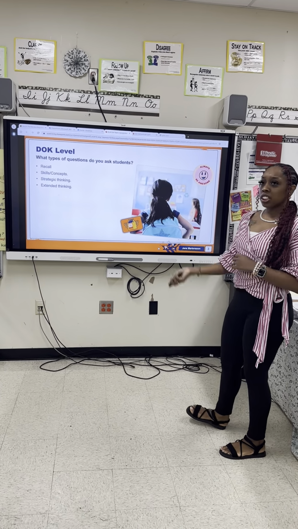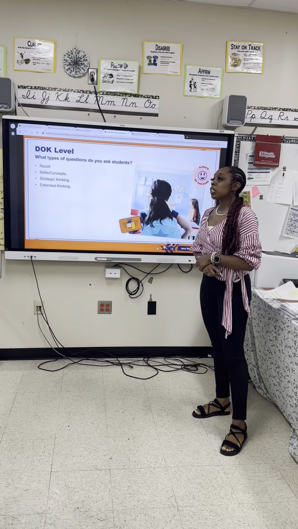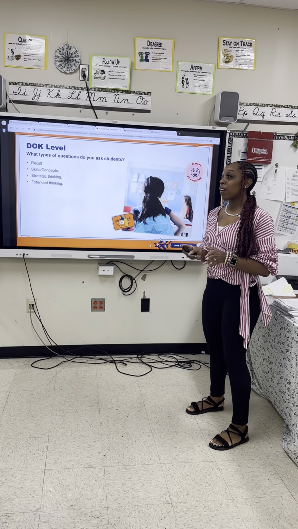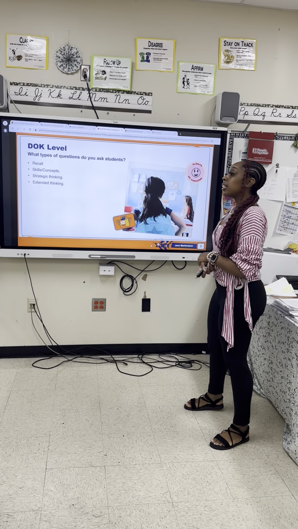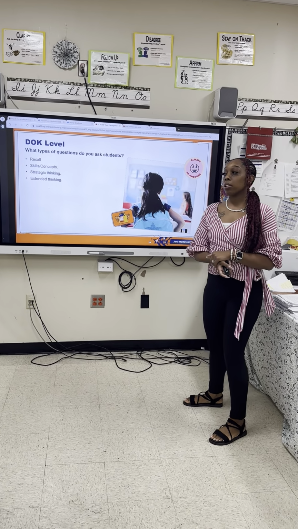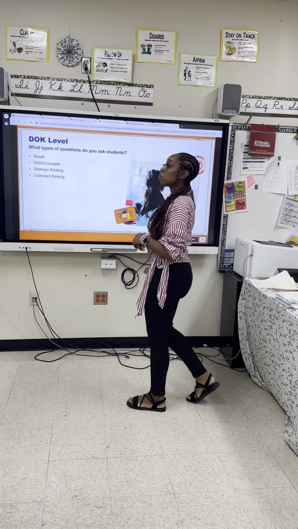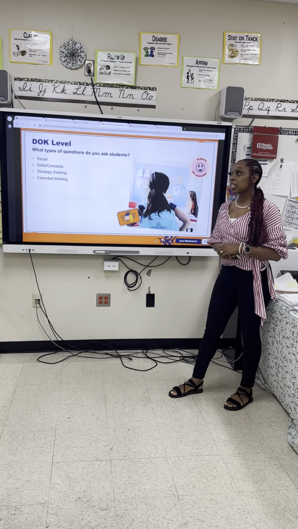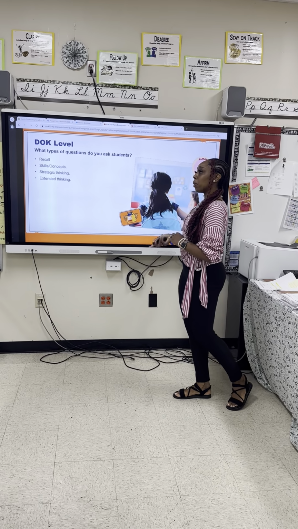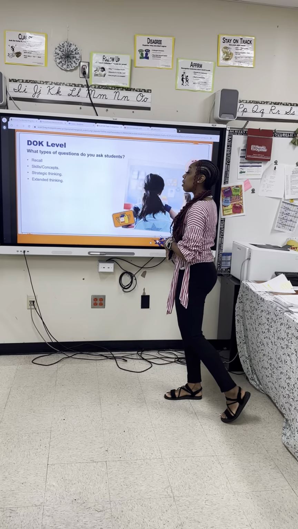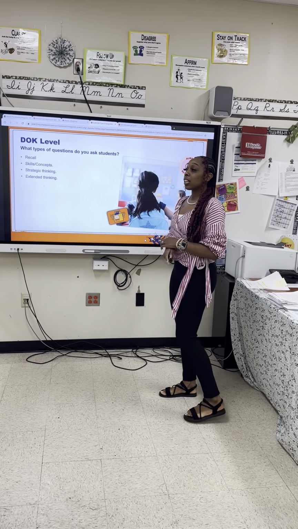Number 3, strategic thinking. It's used when students explain and justify thinking and provide supporting evidence. This type of question is used to support higher thinking for students. Extended thinking is used when students are using complex reasoning, planning, and development. This type of question is used when students are applying concepts, analyzing, and connecting to their lesson.